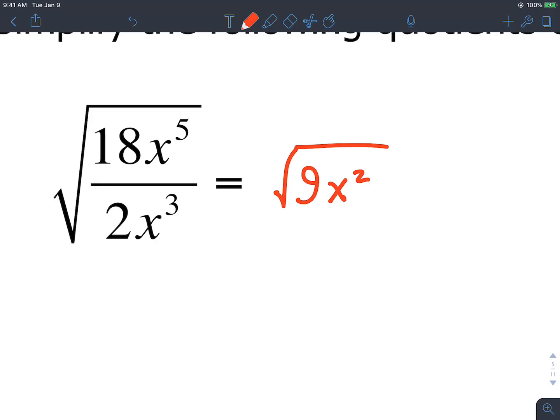Here's the nice thing about that. 9 is a perfect square. Square root of 9 is 3. And then x squared is a perfect square, and square root of x squared is just x. And then that is how you leave it.